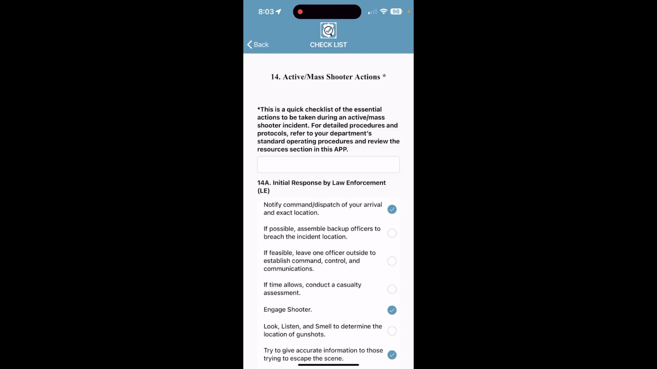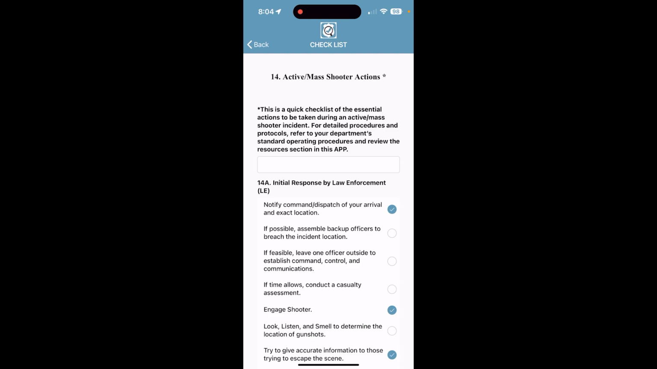This is checklist number 14, active mass shooter actions. And I'm the creator of the CSI Checklist, Tom Mauriello. I direct your attention to the asterisk at the beginning that states, this is a quick checklist of the essential actions to be taken during an active mass shooter incident.